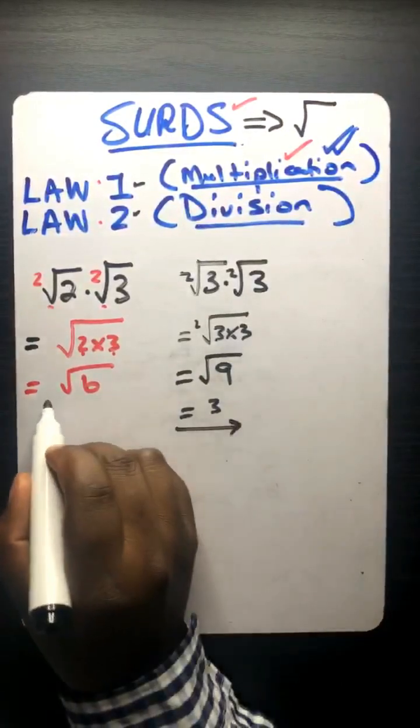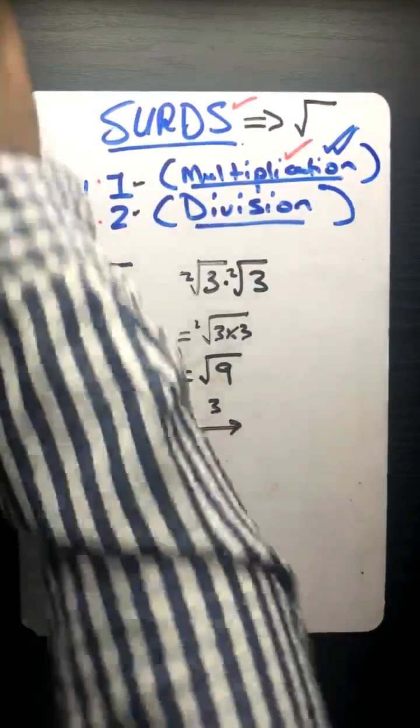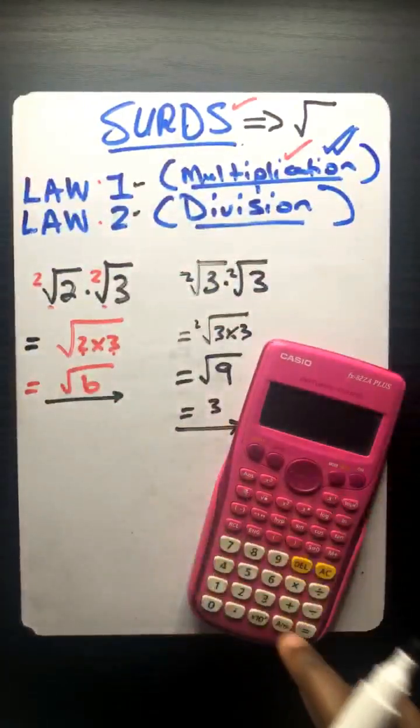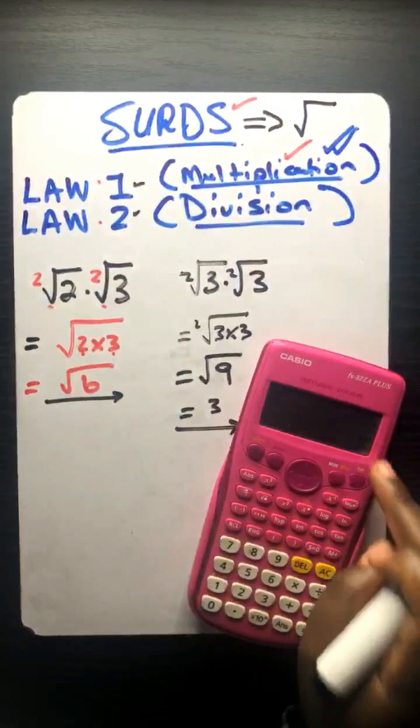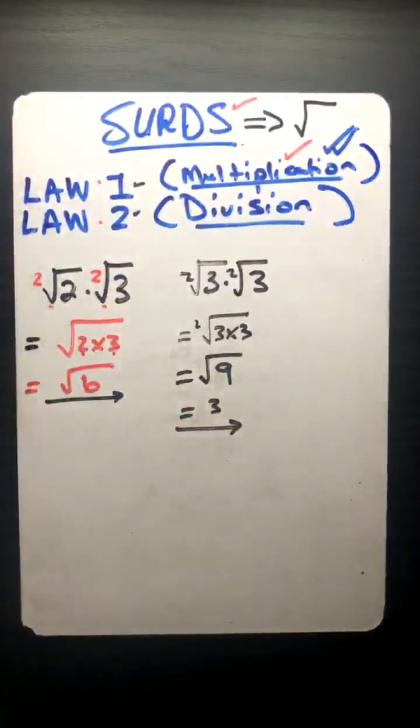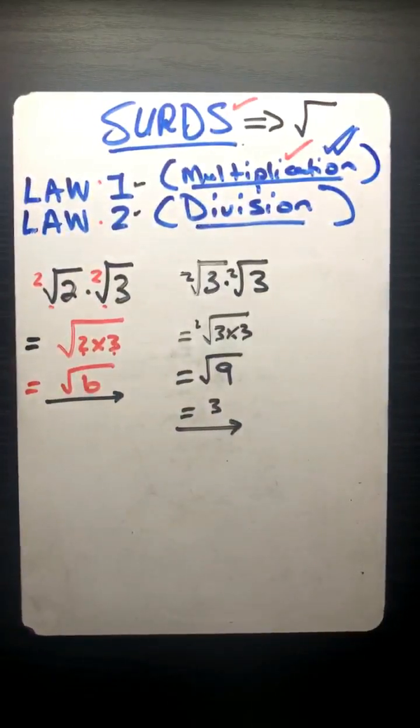But this one, you cannot further work it out because when you say square root of 6 on your calculator, it just remains as square root of 6. That's why you leave it there. But this one, you further work it out. Does it make sense? Yes, it makes sense. It does.